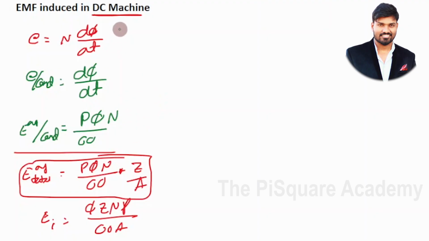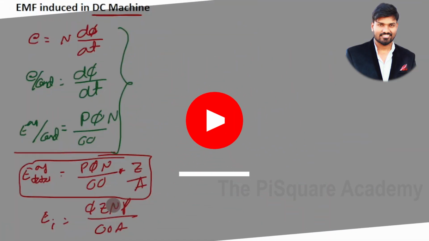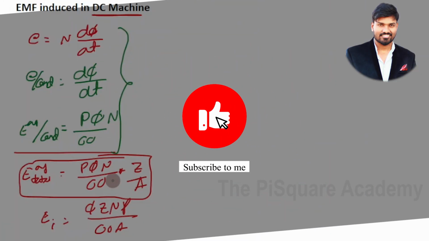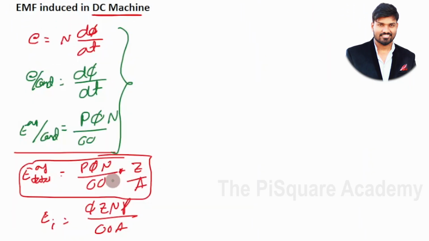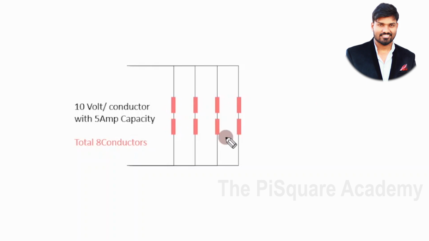Till this point, the derivation is just the same for the alternator and for the DC machine. Only here will the change come. There is a good correlation between a DC machine and a synchronous machine. If you understand the DC machine well, you will very easily understand the AC machine also. Now what about this A, the number of parallel paths? I think you must be clear about this. These are the parallel paths.